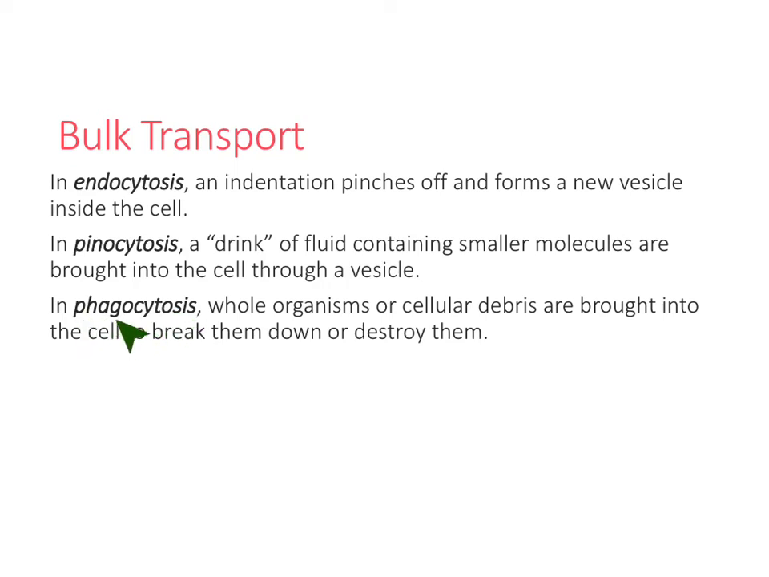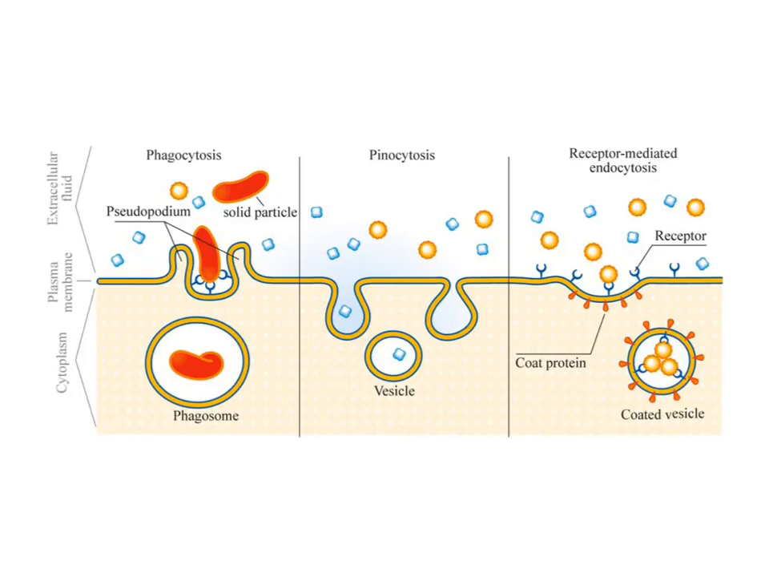Phago means to eat, so this is eating. Pinocytosis is to drink, and then endo simply means inside. Endo is inside the cell. So here's a diagram showing the 3 of these. In the first example, phagocytosis, we have a solid particle, or this might be a whole organism, and it's taken in through a vesicle, and there's a vesicle forming around it, and it's going to be digested. It'll probably fuse with a lysosome, and this thing will be digested.